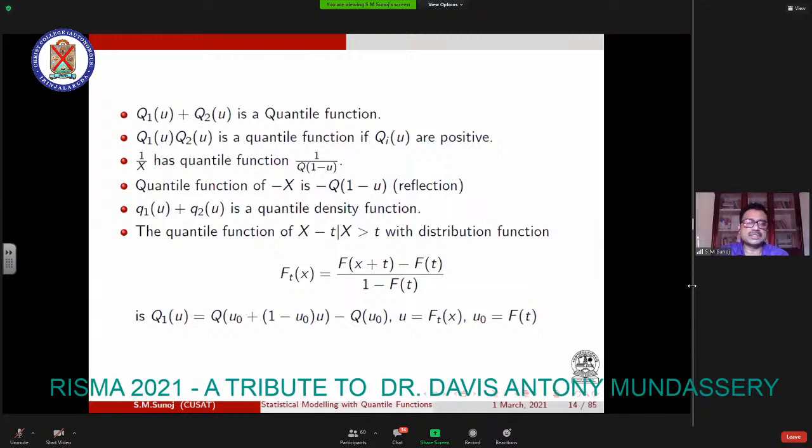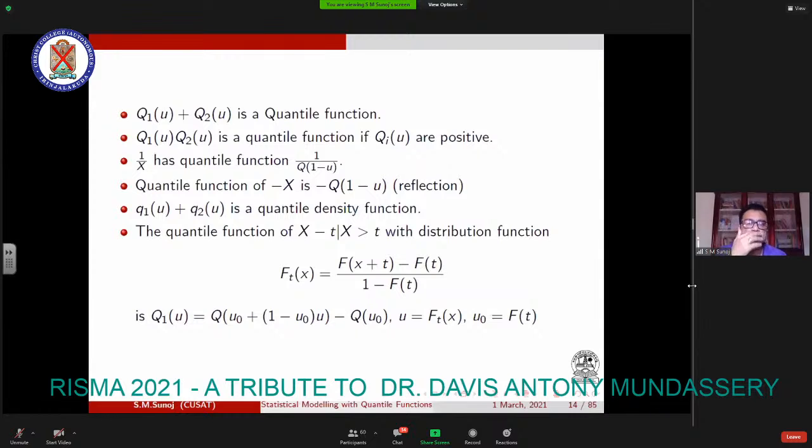The product of two quantile functions is a quantile function. Actually, the product of two positive quantile functions is again a quantile function. 1 by X has a quantile function, 1 divided by Q of 1 minus U. So these are properties which are not possessed by the distribution function approach. And this will serve as an interesting and simple tool to construct more and more models based on the availability of some quantile functions.